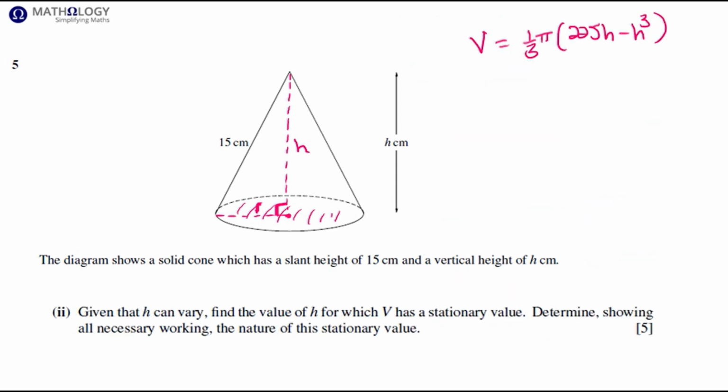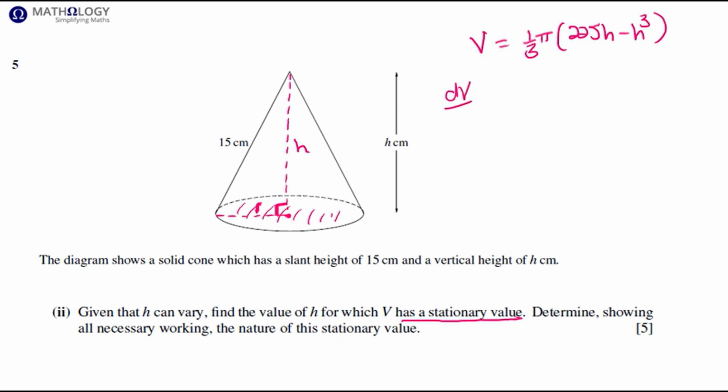Given that h can vary, find the value of h for which v has a stationary value, and determine the nature of the stationary value, showing all calculations. Okay, so we're required to find the value of h for which v has a stationary value. Now, stationary values relate to stationary points, turning points, however you want to look at it. And that happens when the derivative of a function equals 0. So we are going to find the derivative function dv dh and equate that to 0 to find the stationary value.